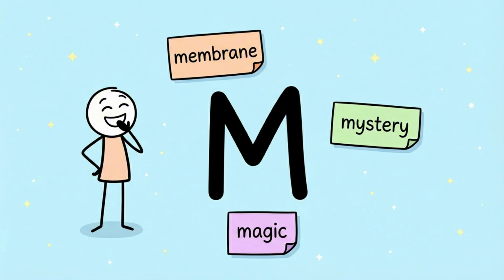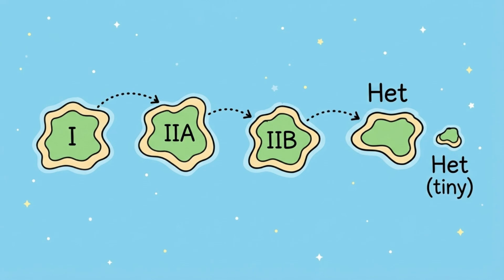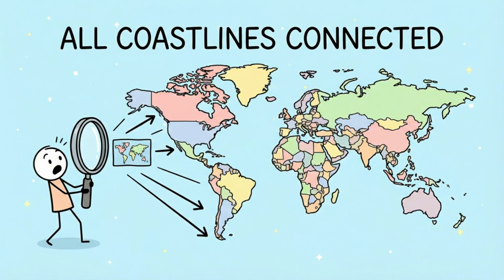M has been joked to stand for membrane, mystery, or magic, but the core idea is simple. The 5 string theories aren't separate islands. They're different coastlines of a deeper theory. When you zoom out, you realize they're parts of one connected map.